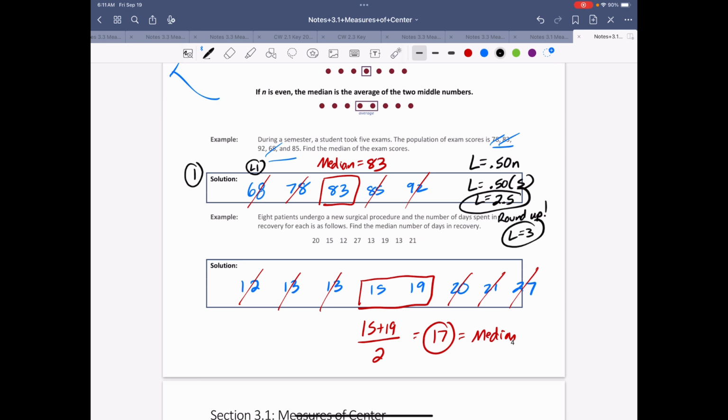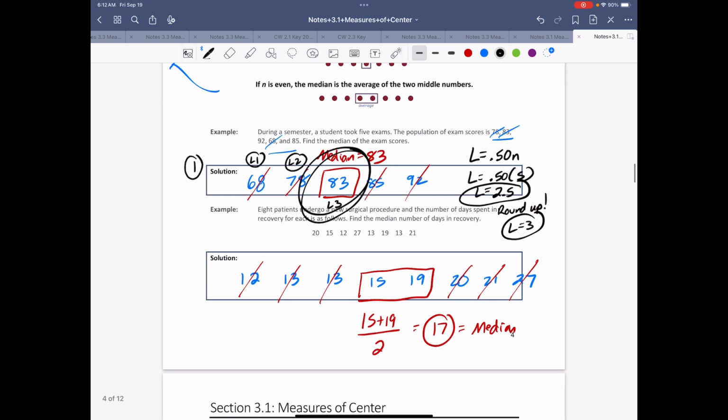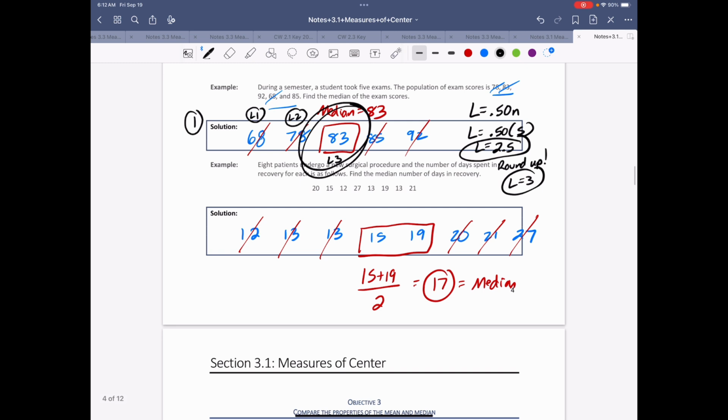Go back to your data set, look at L1, look at L2. This is L3, that is a median. And that's a helpful way to do if you have a very large data set, because crossing out the numbers is hard with a large data set. All right, look at this next one.